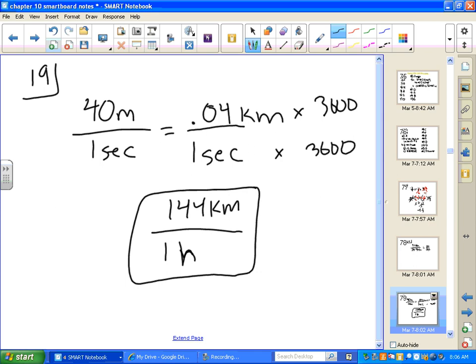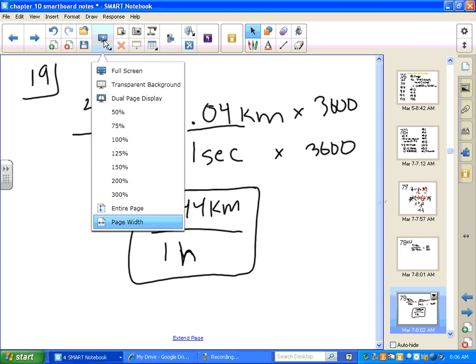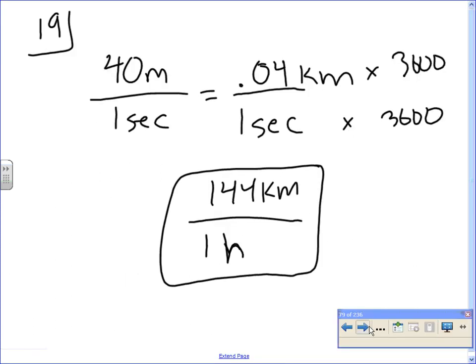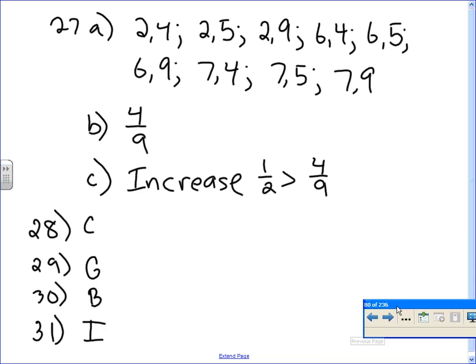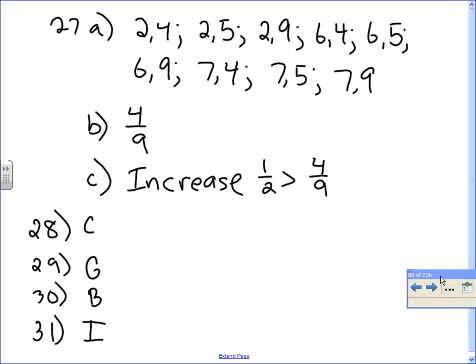Okay, yeah, no, you want to do a proportion. Anyone else on that section of answers? All right, let me get to the last section, and then we've got to get moving here. Okay, 27 to 31. Mary?